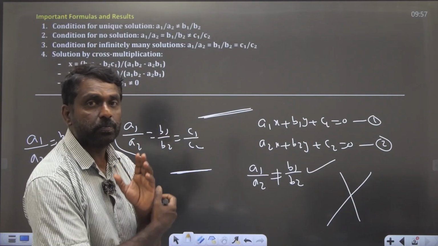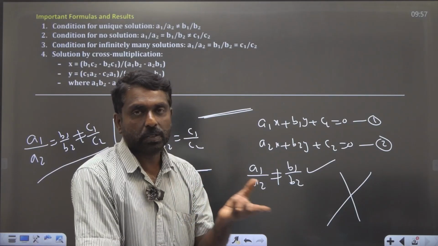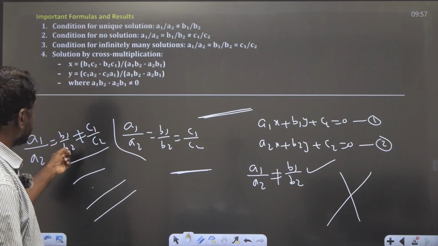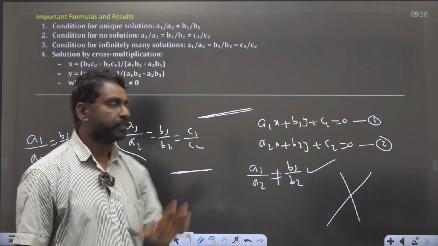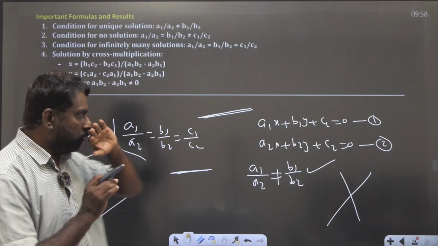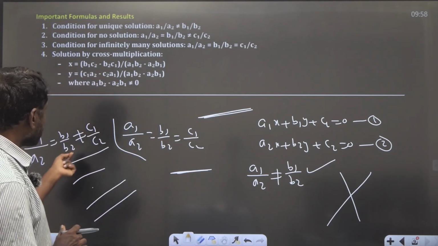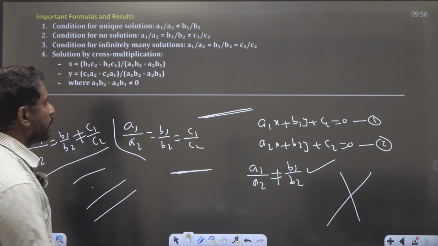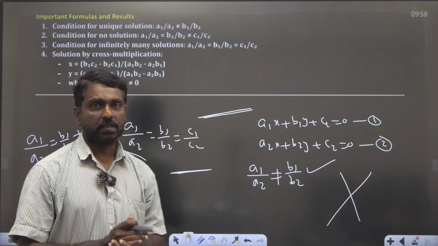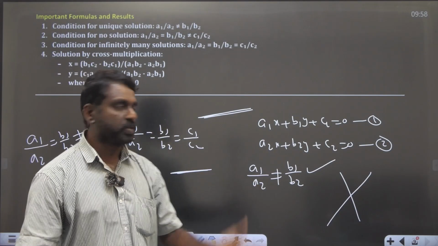This part is very important. In future also, it is very important, especially at plus one and plus two level also. If a1 by a2 equal to b1 by b2 but not equal to c1 by c2, then the system is inconsistent. There exists no solution. They are parallel lines, non-intersecting lines. For non-intersecting lines, there exists no solution.